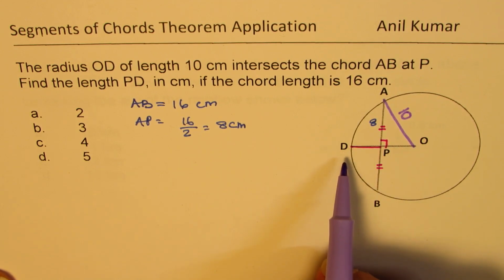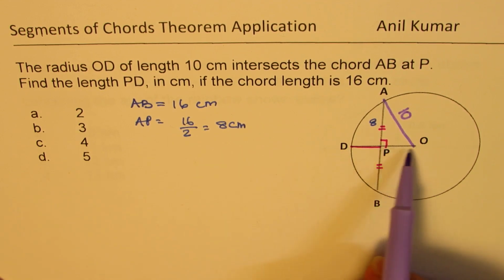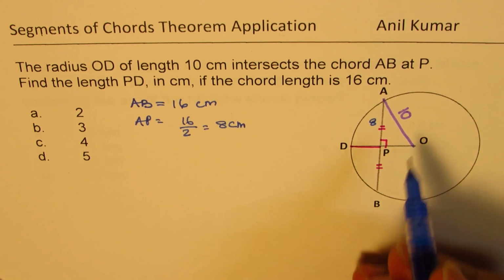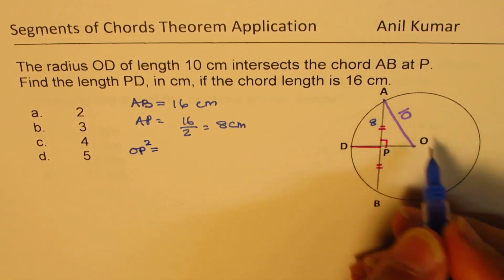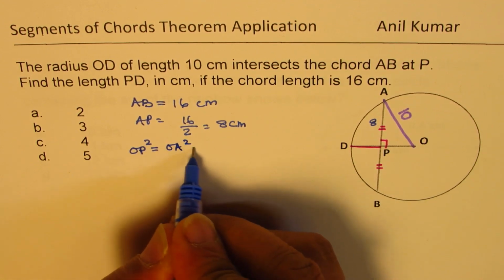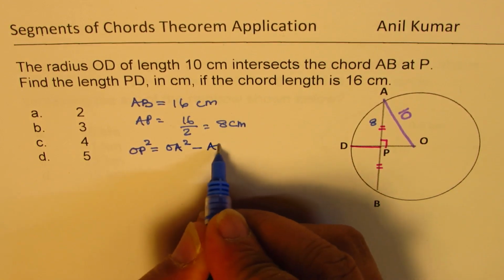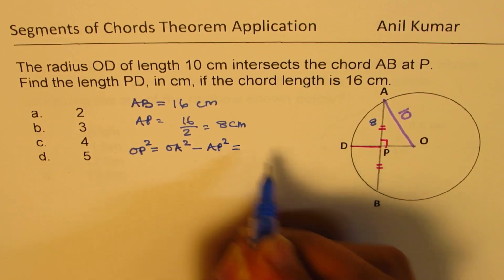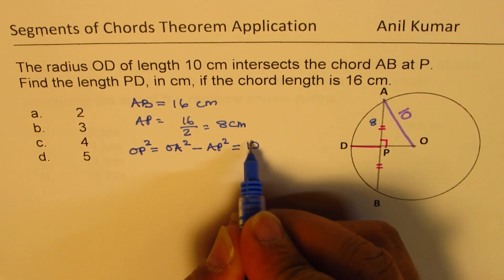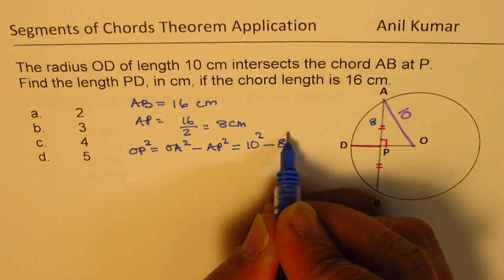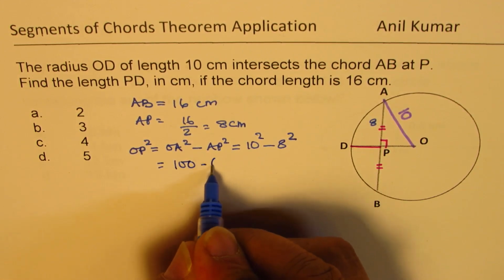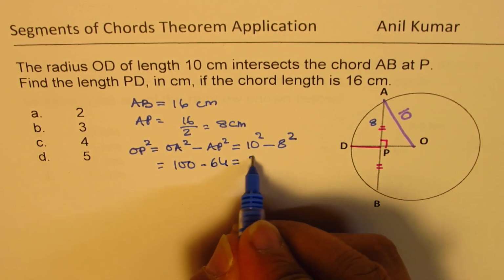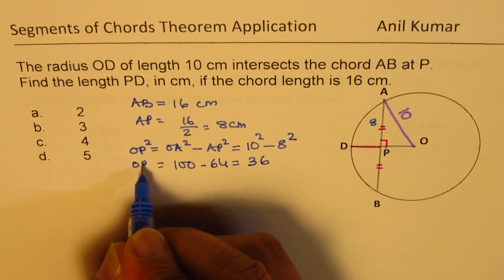We need to find what is P to D. So we can find what is O to P and then get the answer. So that is a shortcut, right? From here, we know OP square should be equal to OA square minus AP square, which is 10 square minus 8 square, correct? So we get 100 minus 64, which is 36, is OP square.